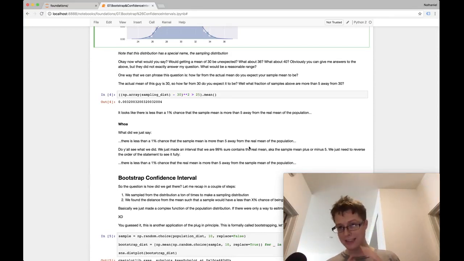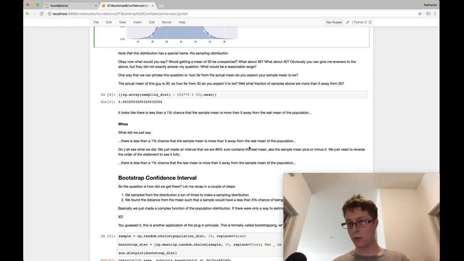So we might not exactly know what the real mean height of people in the United States is, but we can get a really good estimate of it using the plug-in principle. And then we can use the plug-in principle in another way, which I'll show you very formally, in order to get a little interval, a range, where we can say we're sure that 99% of the time it's going to be inside this range.